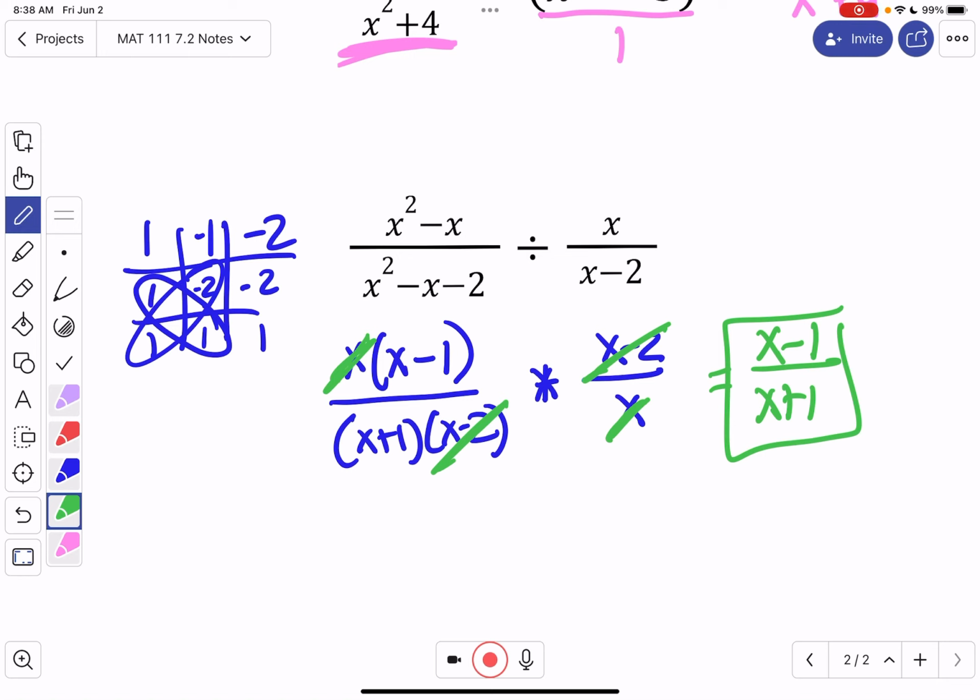Now, the biggest thing to pay attention to is when you're canceling a binomial, it has to be the whole thing that matches because that's the term that's getting multiplied. That's the factor. It can't just be the x part. You have to do the whole binomial.